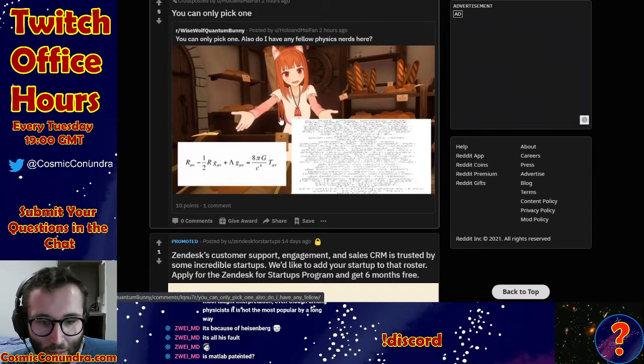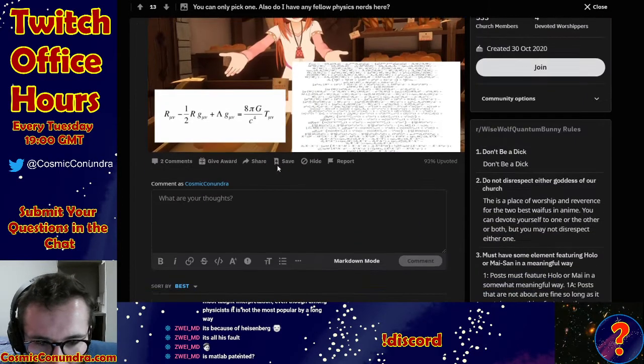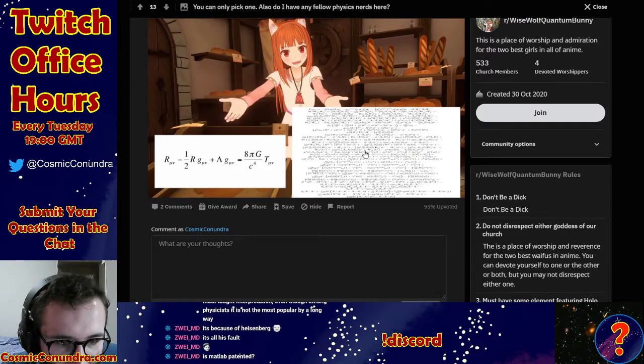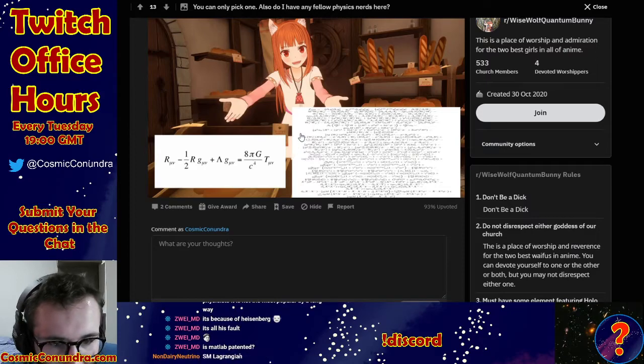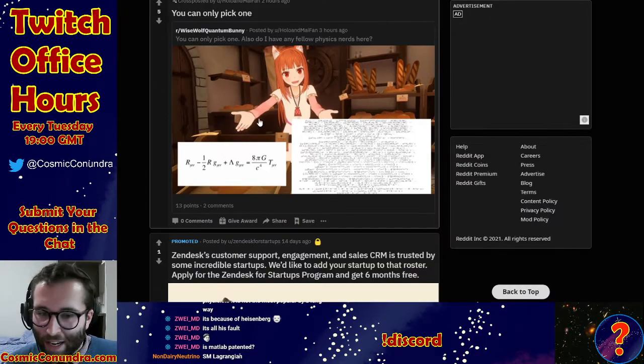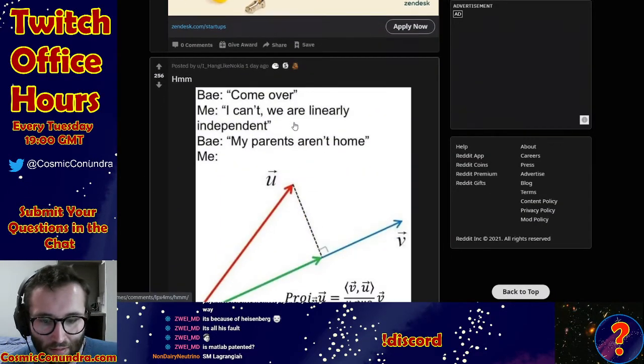You can only pick one. What? One is the Einstein equations. What is that? Is that the standard model written out in full in component form? I can't actually tell. I mean, it looks like it. Yeah, it looks like the full standard model Lagrangian. I mean, you can write the standard model Lagrangian in a lot nicer way than that, though. But yeah, that is pretty chonky.